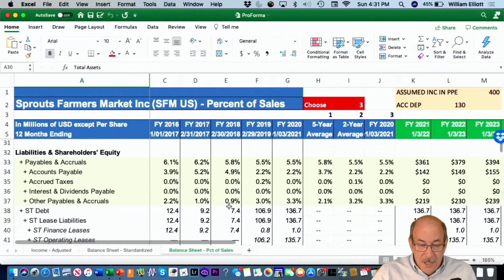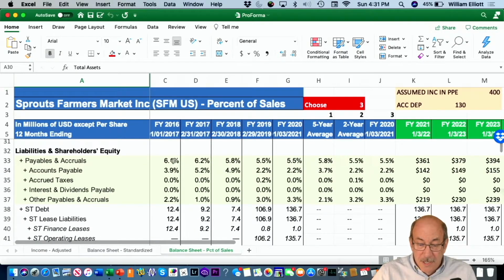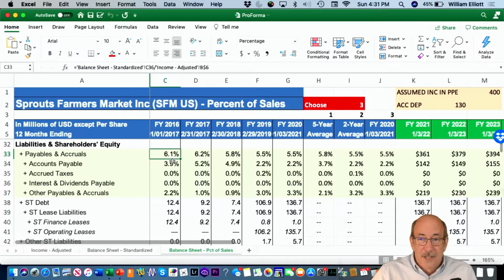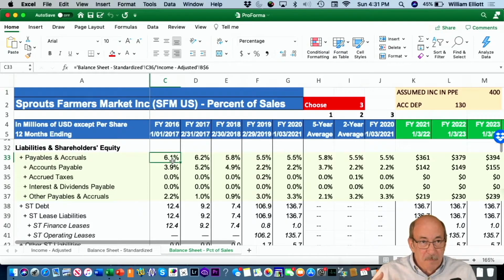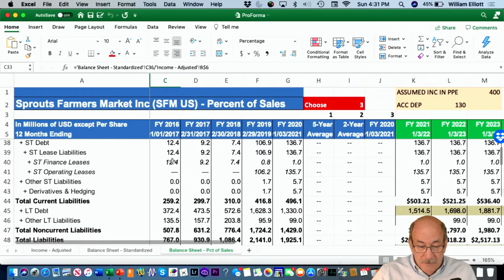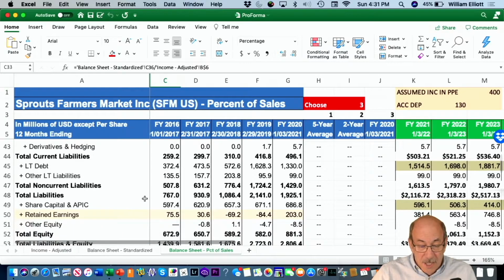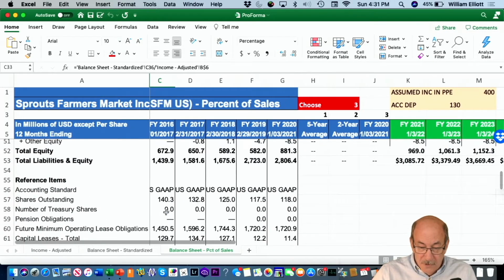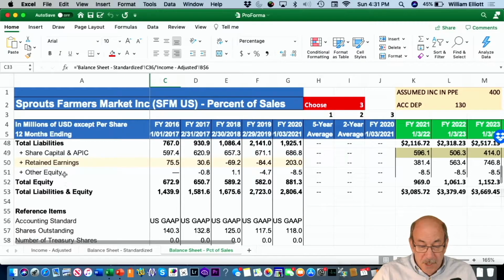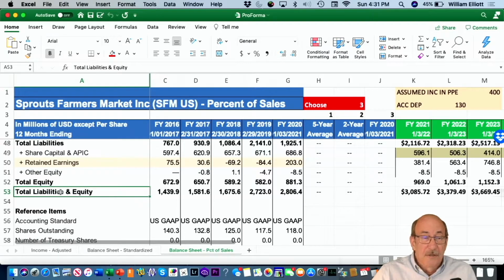And then down here, I've taken the accounts payable, and I've done that as a percent as well. So again, anything in that light green is as a percent of revenues. And then I've got my dollar values for the other current liabilities, the non-current liabilities, and then down at the bottom here is my equity. And then the total of liabilities and equity.